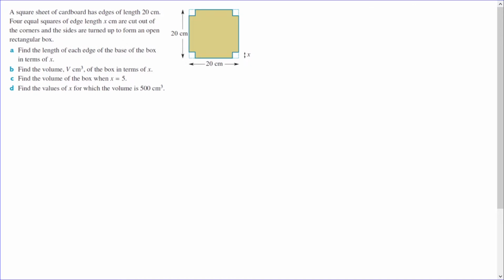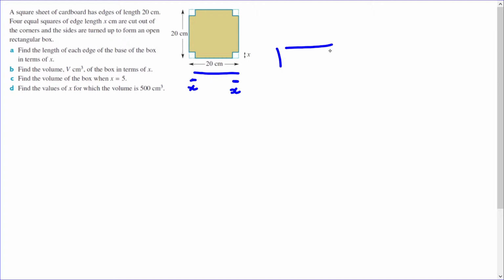Okay, for this question, we're trying to investigate the volume of a rectangular box, and we notice that the corners are being cut out. This flat diagram here is like the net of our box. So the total length across would be 20 centimeters, and we've got two little cutouts here, which are each x centimeters long. So the first part of the question says find the length of the edge of the box, or the base of the box.